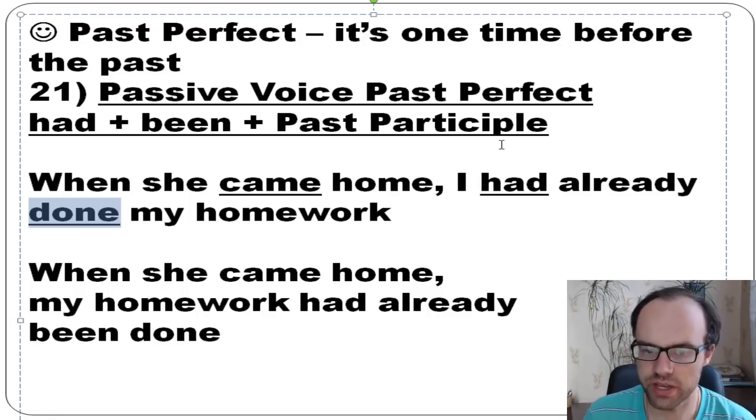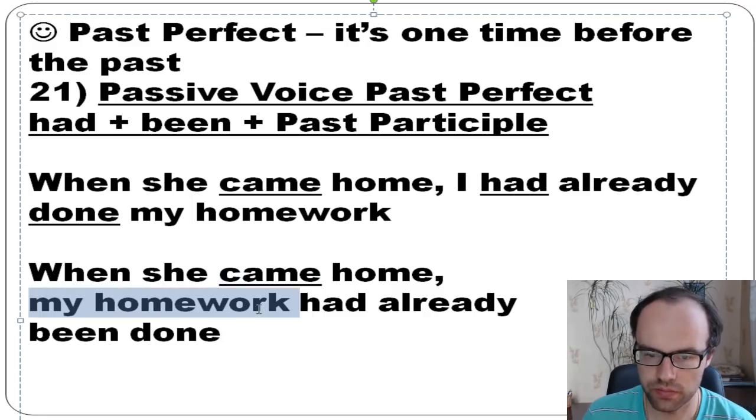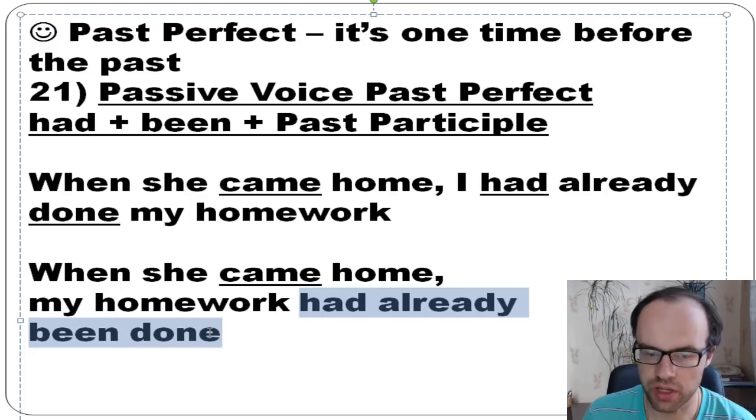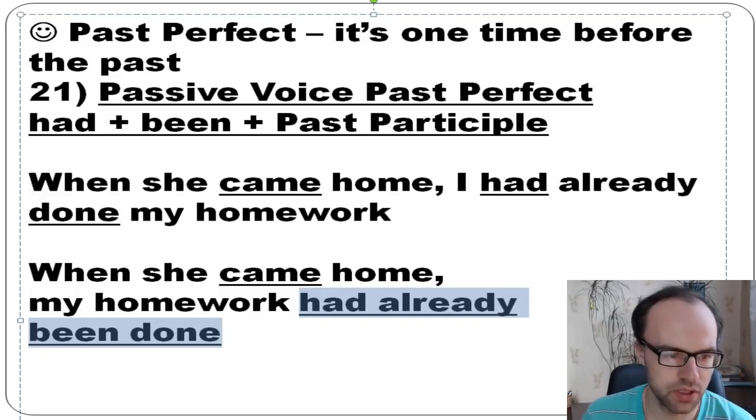Let's say it in passive voice. When she came home, it's past simple again, my homework, yeah? And then you need to use passive voice. Had been, or had already been, plus past participle: had already been done. So when she came home, my homework had already been done. Good. So passive voice.